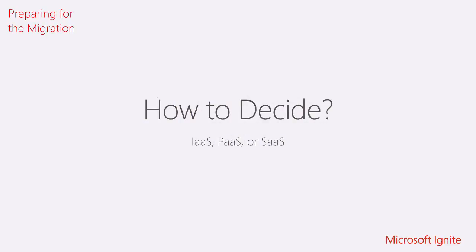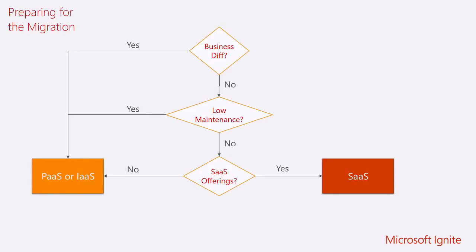So how to decide between infrastructure as a service, platform as a service, or software as a service? This is one of the simplest diagrams that you can use. If it's a business differentiator, absolutely don't go to software as a service, right? If it's something that distinguishes you as an organization, this is a niche. If it's low maintenance, then also you don't really have to move it to software as a service.